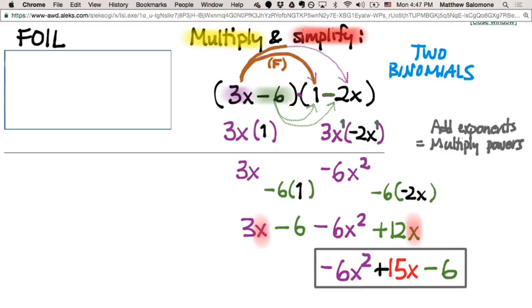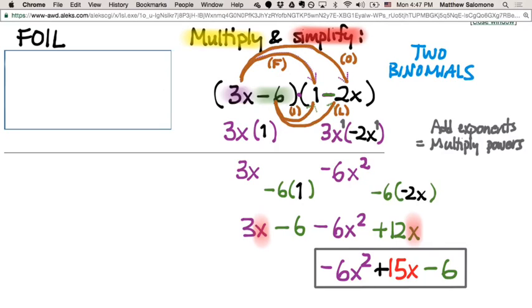Then the outer terms, the first from the first factor and the second from the second factor, in this case the 3x times the 2x. And then the inner two, the second from the first factor and the first from the second factor. And then the lasts, the second from the first factor multiplied by the second from the second factor. First, outer, inner, and last. And so FOIL helps us remember that we need all 4 of those products to be combined together to give us our finished answer.